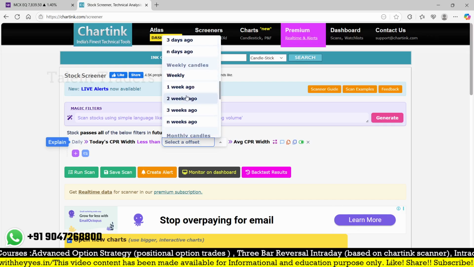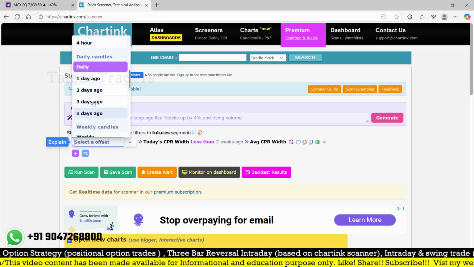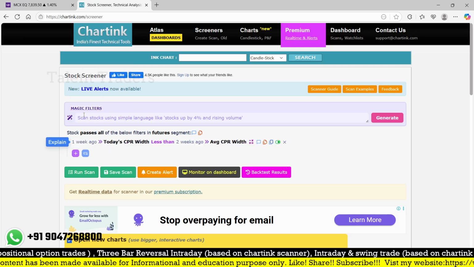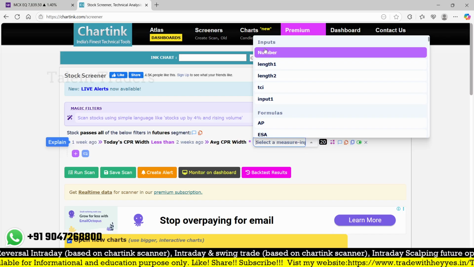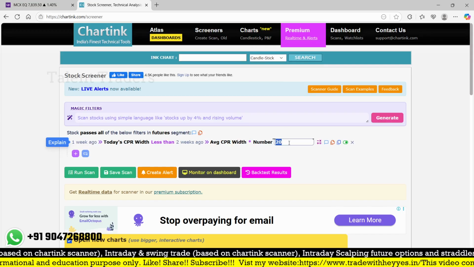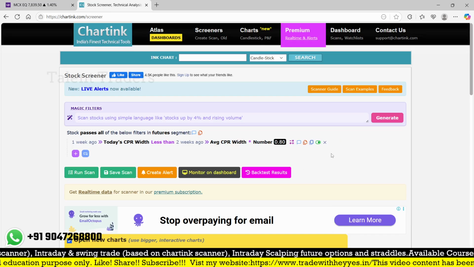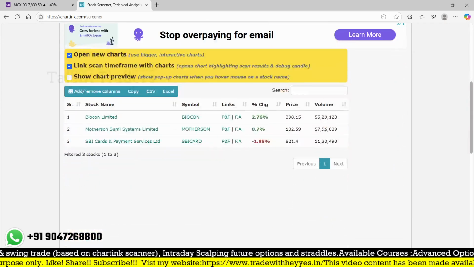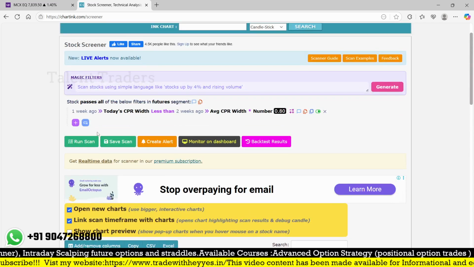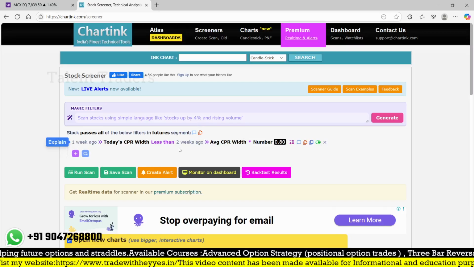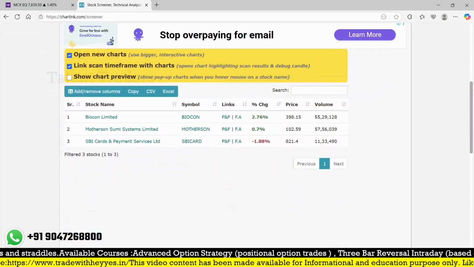Here I'm just going to change that to a weekly basis, and here it is 1 week ago. We multiply with a percentage like 0.75 or 0.8, whatever you want. So you can make the changes here, and this will simply fetch the stocks forming a pattern which is very narrow compared to last week.